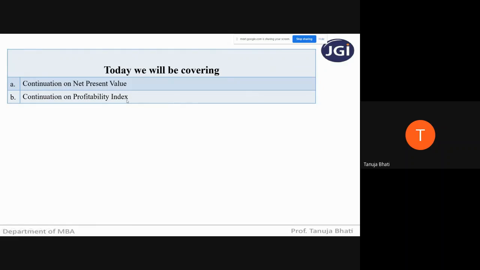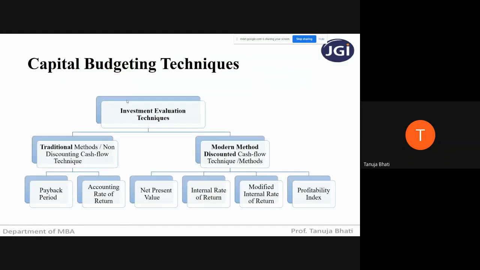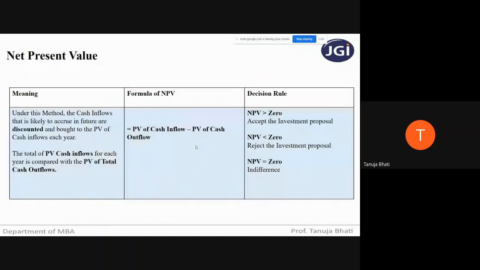our previous lecture. As we already know, capital budgeting techniques is divided into two types. One is the traditional method and one is the modern method. Under the traditional method, you have payback period and accounting rate of return, which we have already seen. In the modern method, we were dealing with net present value and profitability index. So, just a quick revision of our previous lecture. What is net present value?